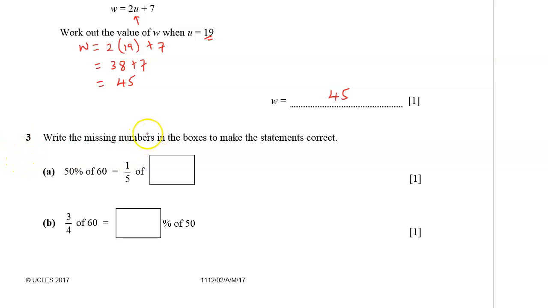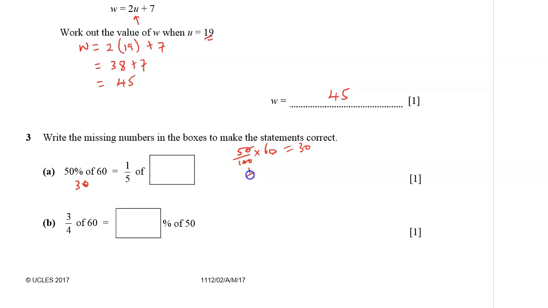Number 3. Write the missing numbers in the boxes to make the statement correct. 50% of 60 is equal to 1 over 5 of what is not known there. So what is 50% of 60? 50% of 60 is basically 30, right? So 50% basically is 50 divided by 100 of 60, because cancel the zeros, what you get is 30. So this is 30. So what number do we multiply by a fifth, of course, to get 30?